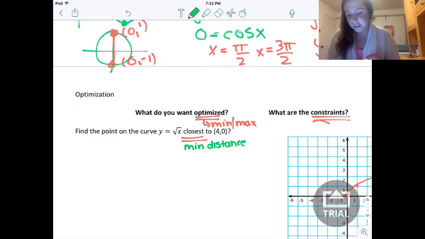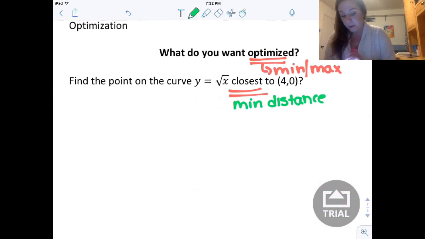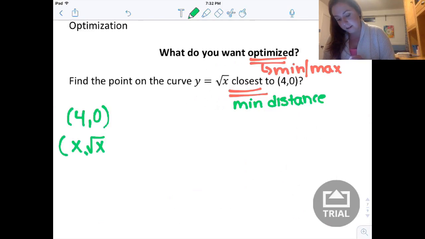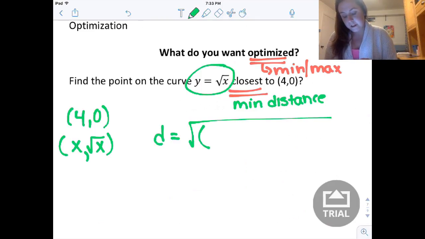Elias, I'll answer your question in 1 second. Find the point on the curve that is closest to (4, 0). So I want you to think about coordinate points. (4, 0), and (x, radical x), right? Because if this is y equals radical x, instead of (x, y), I could write this as (x, radical x). And what I'm going to do is find the distance between those. So distance equals the square root of (x minus 4) squared plus (square root x minus 0) squared.